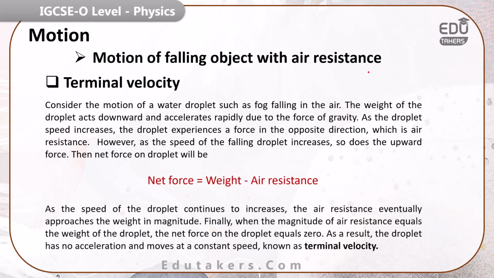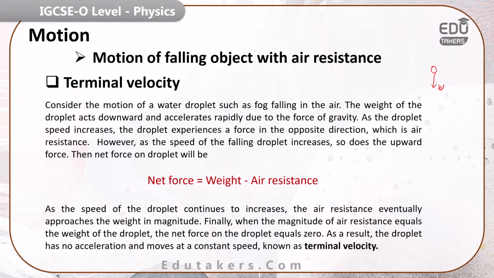There is a term which is called terminal velocity. First of all, you have to consider the water droplet that is moving through the air. There are two forces acting on that droplet. First of all, the weight is acting on that, which is the gravitational attraction of the Earth. The weight is always acting in downward direction, and due to the gravitational force of the Earth, this object is accelerating towards the surface of the Earth with the same acceleration, which is 9.8 meter per second square.